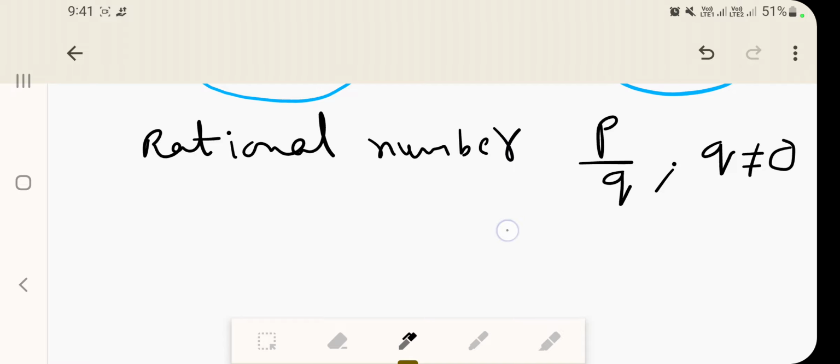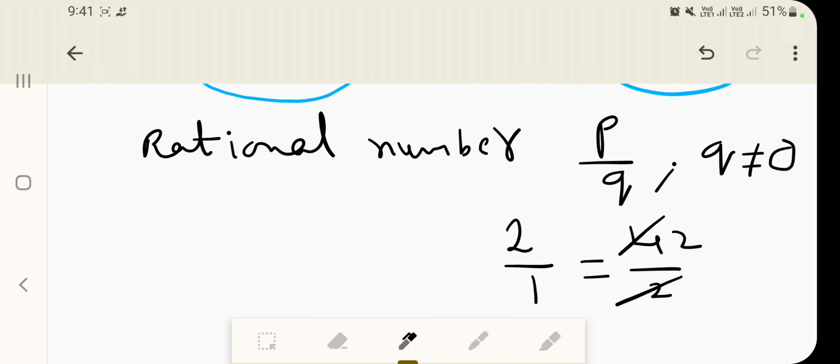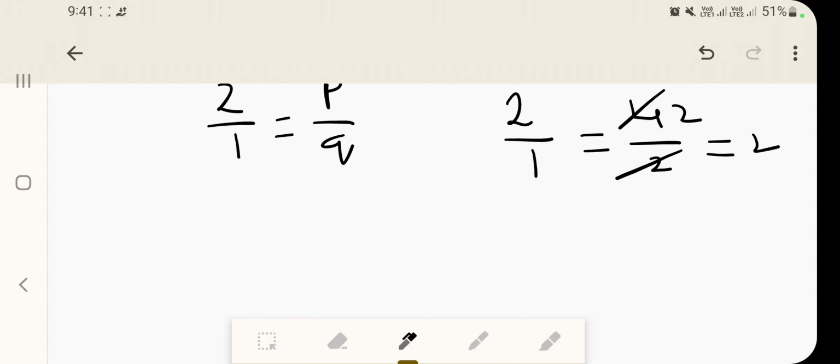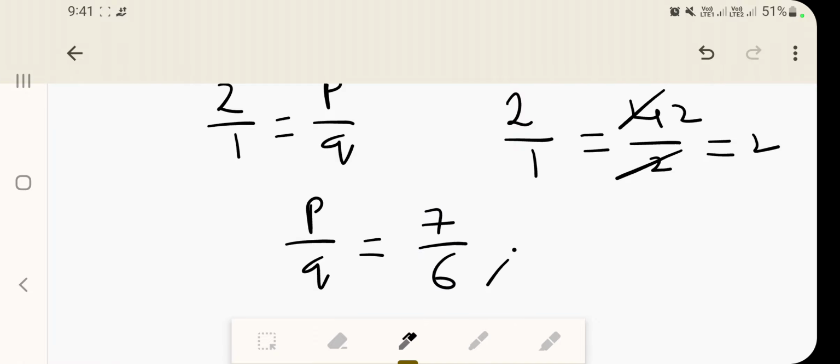What is p by q form? For example, if you have 2, we can write it as 2 by 1, or 2 can be written as 4 by 2. 4 by 2 is how much? 2 2s are 4, so we get 2 only. So here what is p? If we consider 2 by 1, in this p is equal to 2, q is equal to 1. Another number we can take is 7 by 6. Any number we can take.